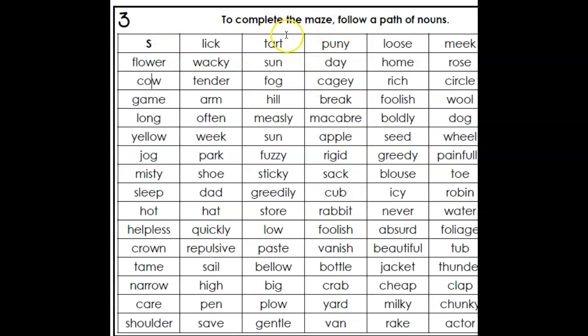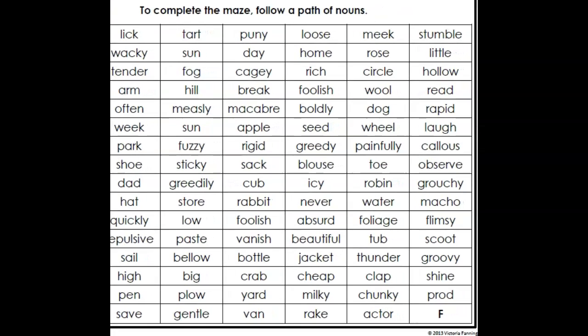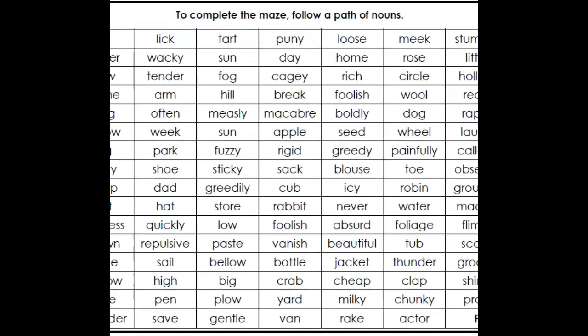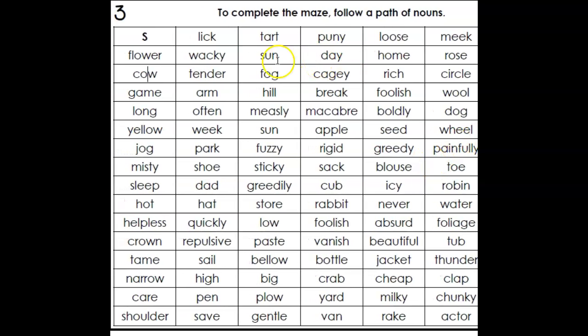Okay, so on your card, at the top left, there's an S, and then the bottom right, there is an F. That stands for start and finish. So you are trying to highlight what nouns you see going from start to finish, okay?